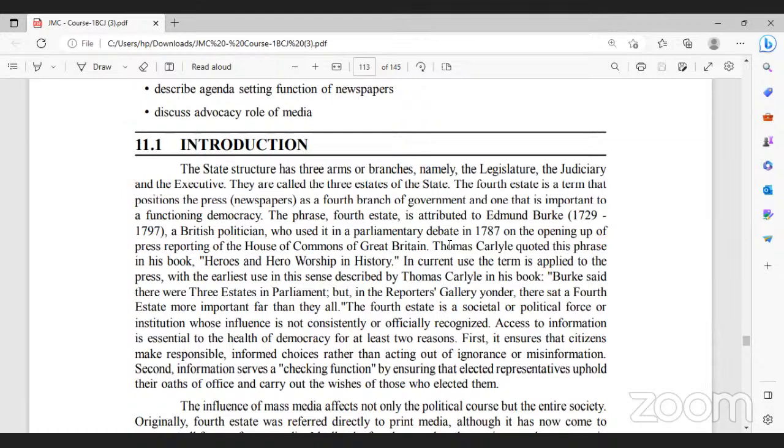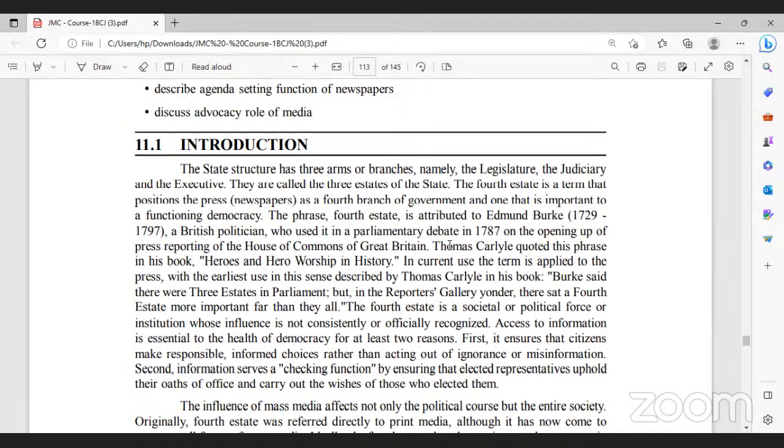So the fourth branch of any government, for the functioning of democracy, it is very important that the press is always there to understand the functioning and also to explain the functioning of the democracy in the society.